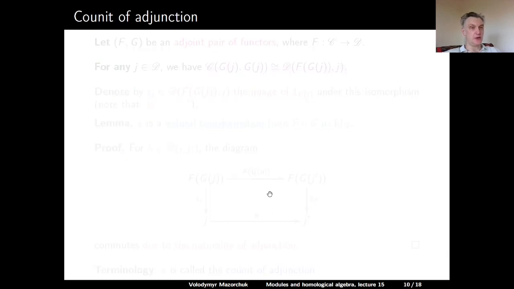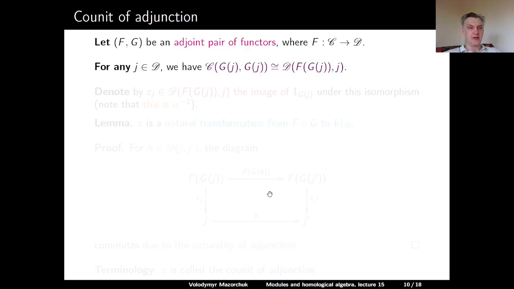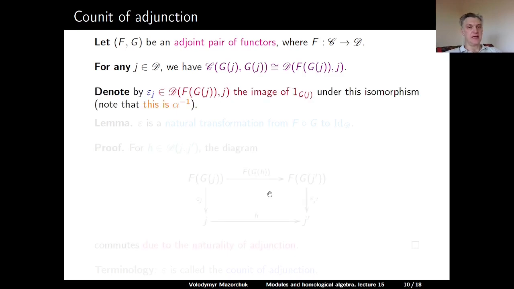Similarly, we have the co-unit of our adjunction defined as follows. Let F, G be an adjoint pair of functors where F is a functor from C to D. For any object J in D, we have the isomorphism between the set of all morphisms in C from G of J to G of J, and the set of all morphisms in D from F of G of J to J. Denote by epsilon J the image of the identity on G of J in the set of all morphisms in D from F of G of J to J under this isomorphism.